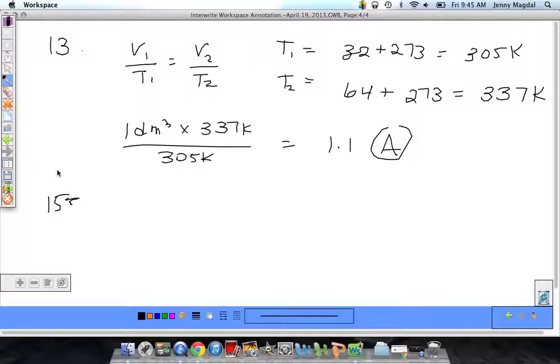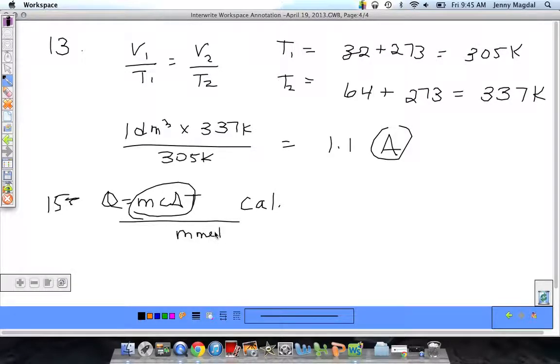15, we take our equation Q is equal to mc delta T, and it's all going to get plugged in. The only difference with this is that we're dealing with calorimetry, so we're dealing with all of this for water, and then we're going to divide by the mass of our metal. So A is the correct answer for that one when I plug that all in. This is an older test, an older syllabus, so 16 will not be on the test. 17 is regurgitation and is B.